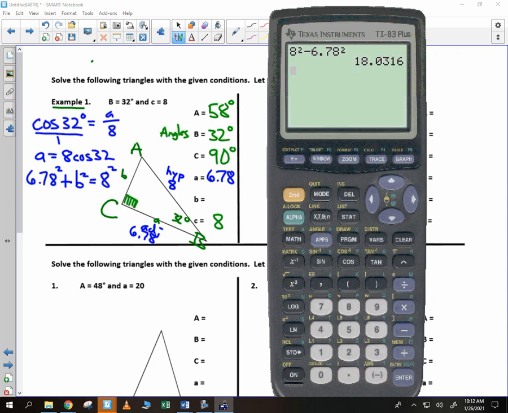And when I do that, I get 18.03. That means b squared is 18.03. I square root 18.03. I get 4.25.